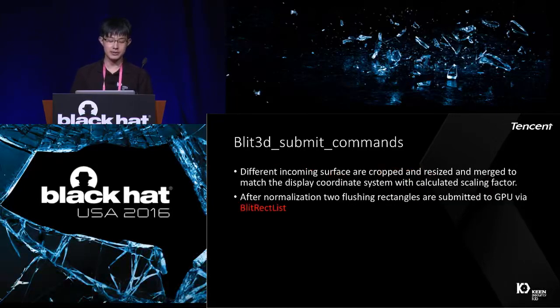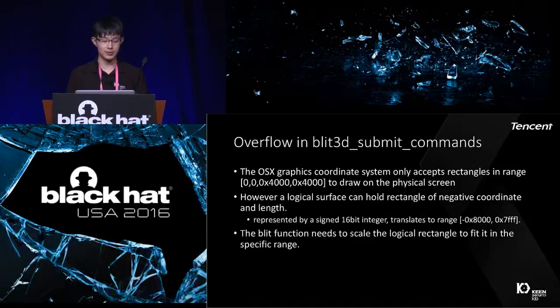The blit 3D submit commands is an implementation in the Intel graphics driver to do the blit operation. As we have seen before, user space applications can provide different logical surfaces, and this function needs to normalize them into a valid rectangle to be processed by the GPU. So it will crop and resize different incoming surfaces to match what the GPU is happy with. After normalization, two flushing rectangles will be submitted to the GPU via the blit rect list function. So there is an overflow in this blit 3D submit commands.